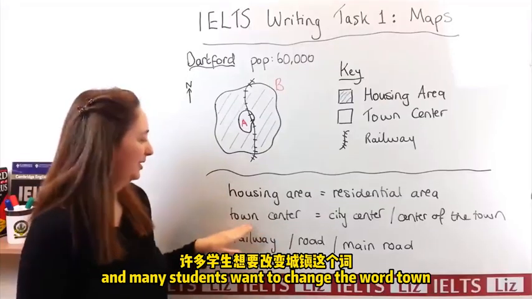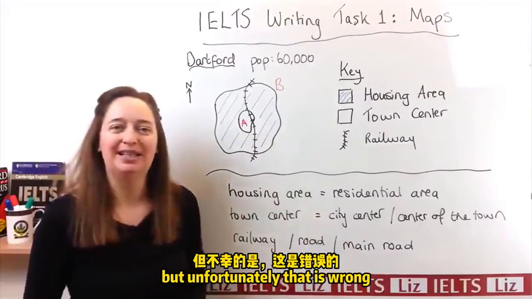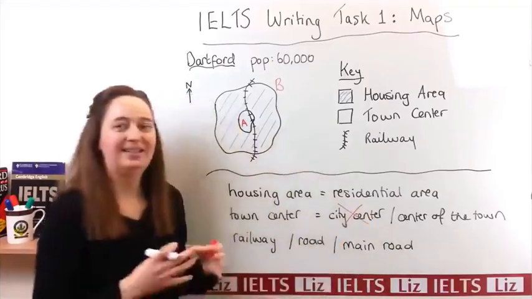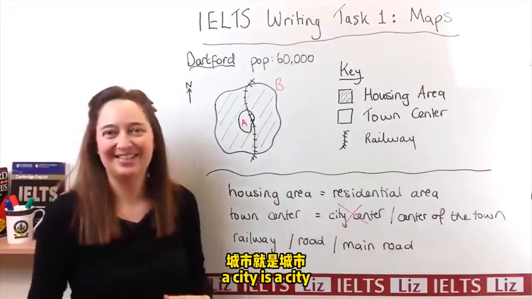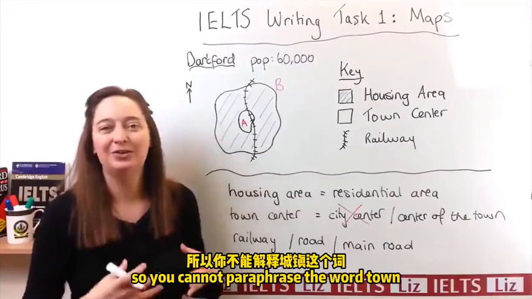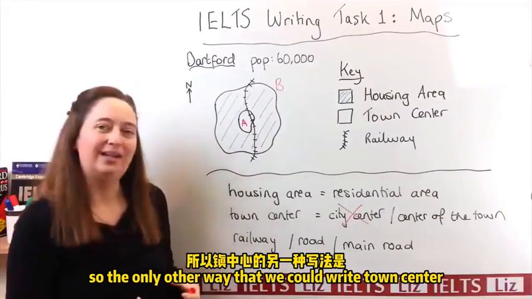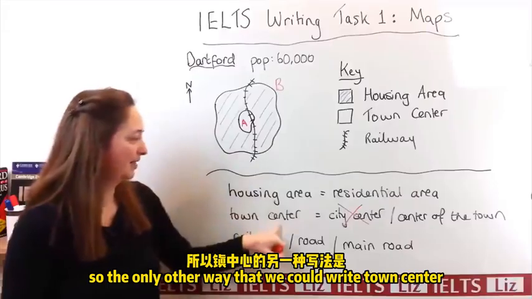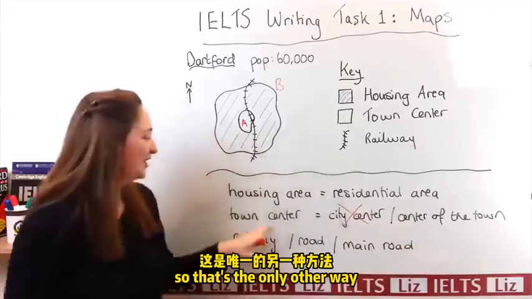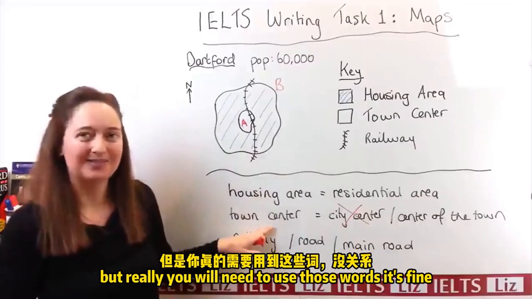Town centre, I have many students wanting to paraphrase that. And many students want to change the word town, and they write city centre. But unfortunately, that is wrong, so you cannot use that. A town is a town, a city is a city. A town is smaller than a city, so you cannot paraphrase the word town. So the only other way that we could write town centre would be the centre of the town. But really, you will need to use those words.